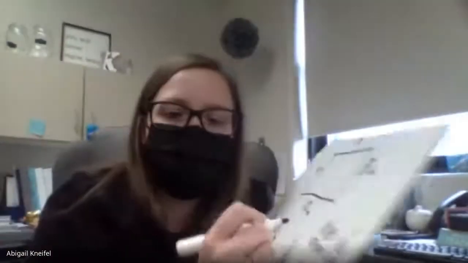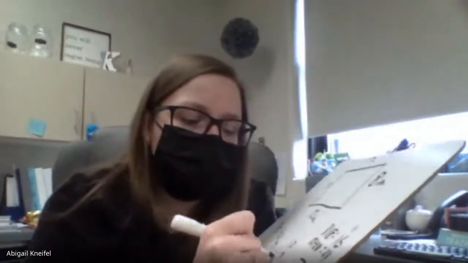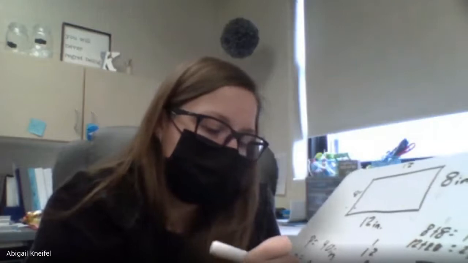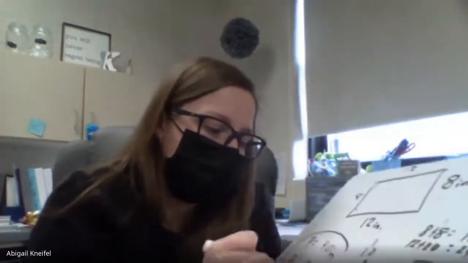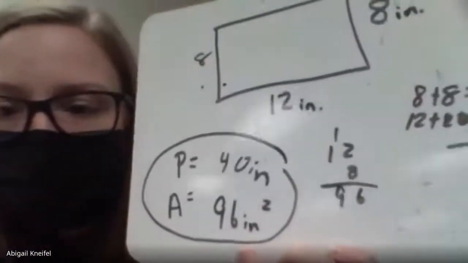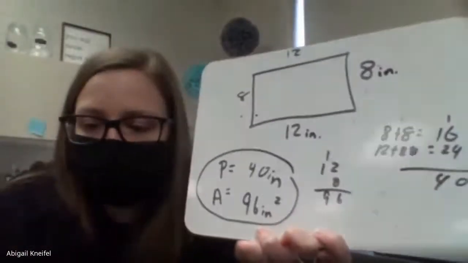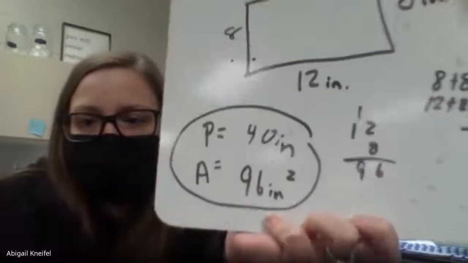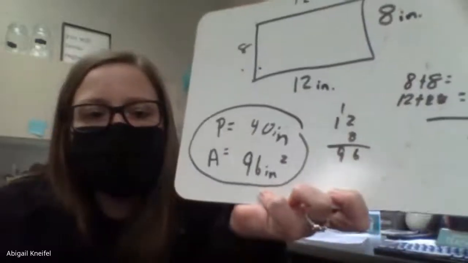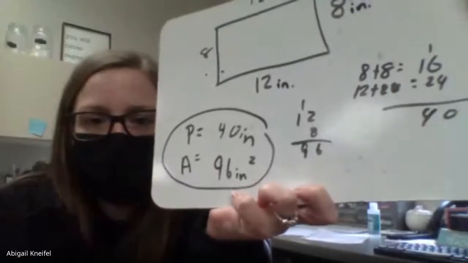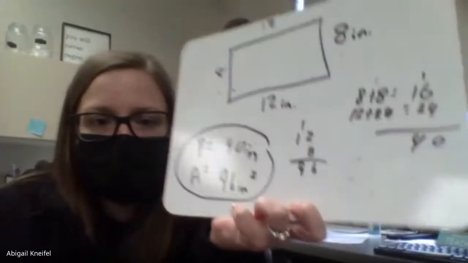And area is just length times width, which is 12 times 8, which is 96 inches squared. Show me your board. P equals 40 inches. Area, 96 inches squared. If you do not have the units, you got it wrong. You have to put the units. I'm seeing right answers. That's good.